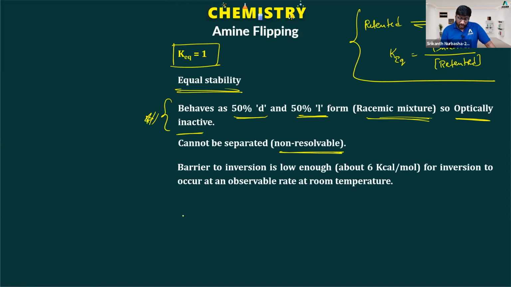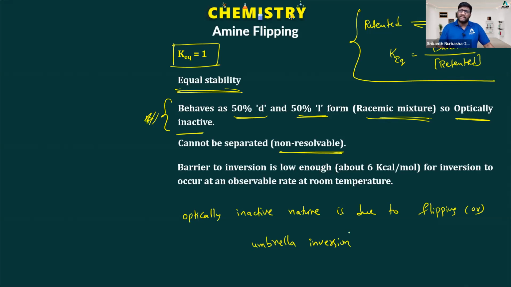And you can say the optically inactive nature is due to flipping, also called umbrella inversion. We have discussed all the cases. Chiral carbon 1, chiral carbon greater than 1 means plane of symmetry or center of symmetry. Chiral carbon 0 means allenes, biphenyls or alkylidenes. Yes or no?